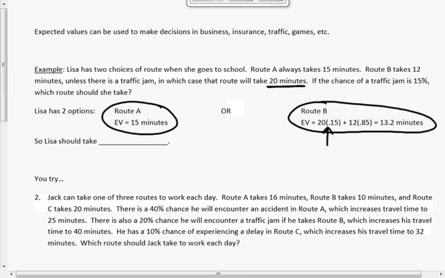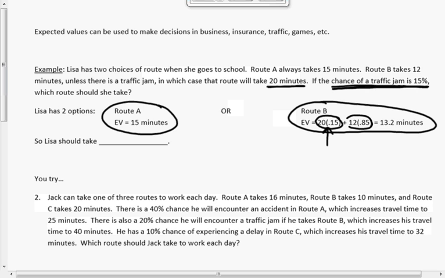It says that you only do the 20-minute route if there's a traffic jam, which happens 15% of the time. So that 15% is based on this 20-minute route. So the outcome of 20 happens 15% of the time. We don't actually plug in percentages, we plug in decimals, so 15% would be 0.15. Well, if 15% of the time there's a traffic jam, what percent of the time is there not a traffic jam?